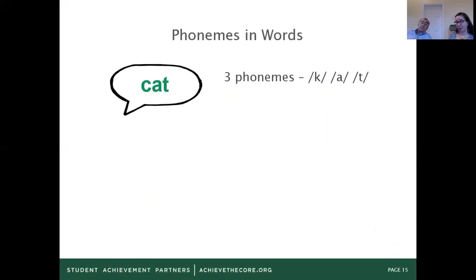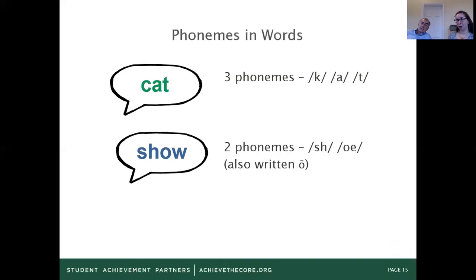So there are 3 phonemes. This is a pretty basic one. It's a CVC word, cat. Moving into another word, just to make sure that we're clear on letters versus phonemes. How many phonemes are in the word show? And I will show you that there are 2 phonemes there. Sh is the first one, and O is the next phoneme. Again, you can see it written in different ways, but that's the long O sound. So 4 letters, but 2 phonemes. You can hear those separate sounds, sh and O.